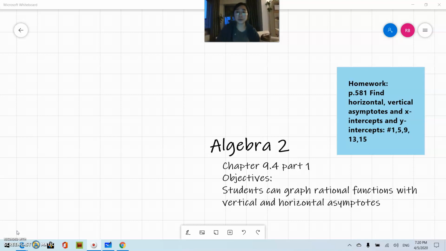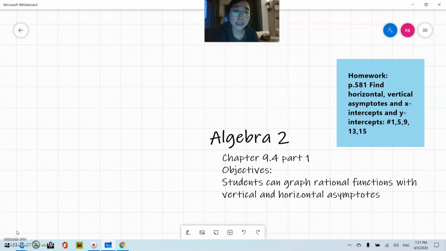We are going to go through chapter 9.4, and I divided this section into two so that we can focus more on the vertical and horizontal asymptotes today, and then tomorrow we're going to focus on oblique asymptote and a point discontinuity. So I know I'm throwing out new words to you guys, so let's look at this together and see.